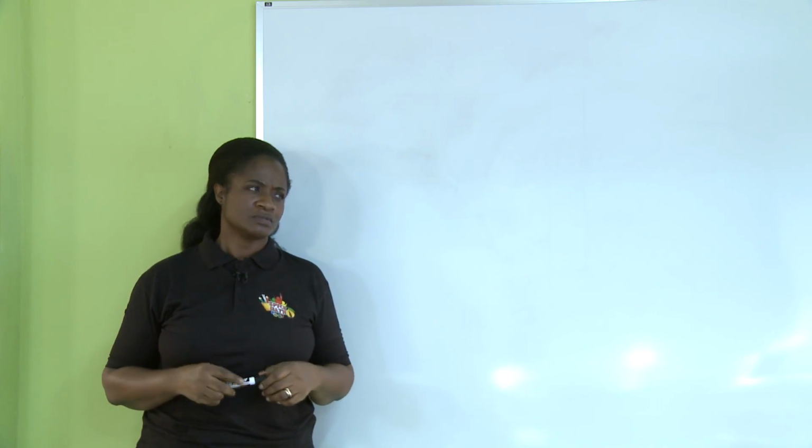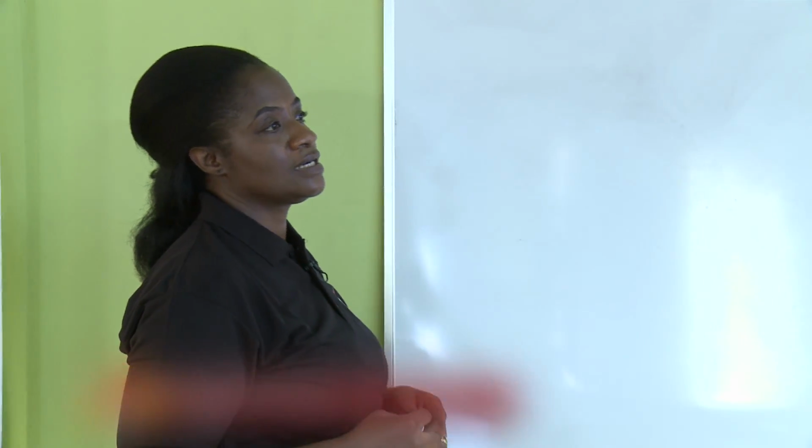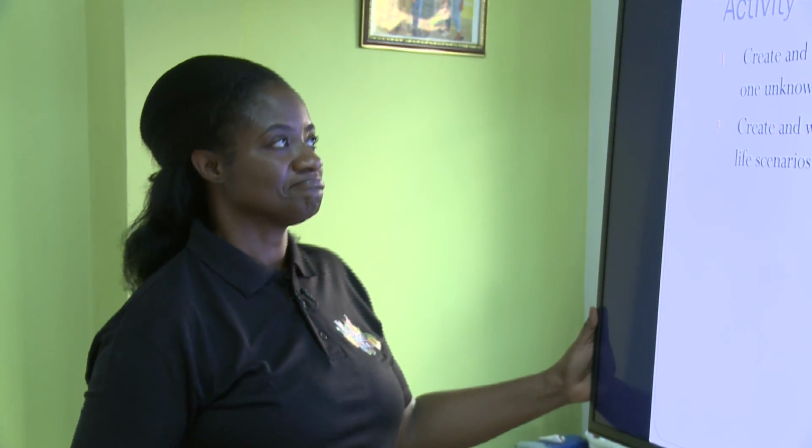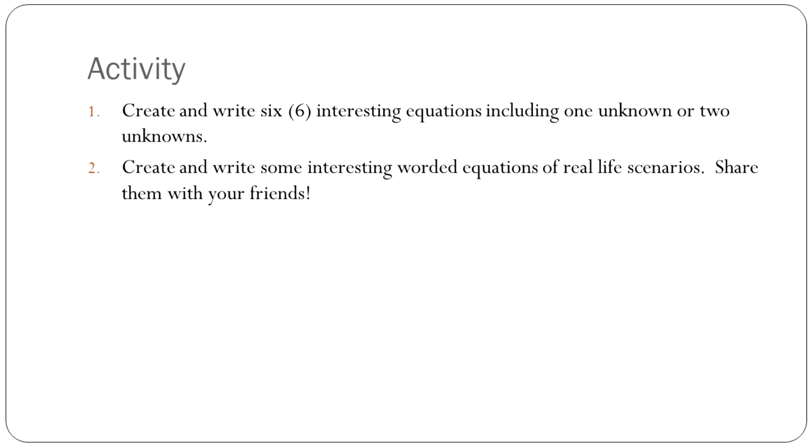Great. So by now, you should be comfortable with creating or formulating your own linear equations in words as well as in algebraic format. And so I would like to leave this interesting activity for you. Here it is. 1. Create and write 6 interesting equations, including 1 unknown or 2 unknowns. 2. Create and write some interesting worded equations of real-life scenarios, and be sure to share them with your friends.